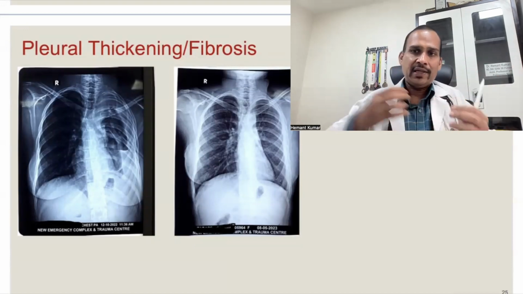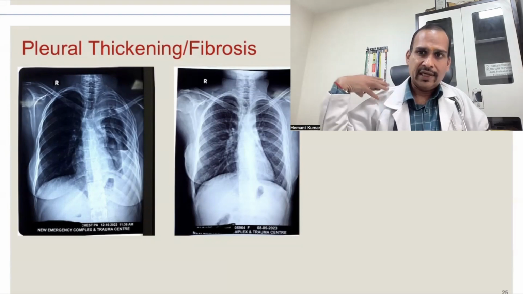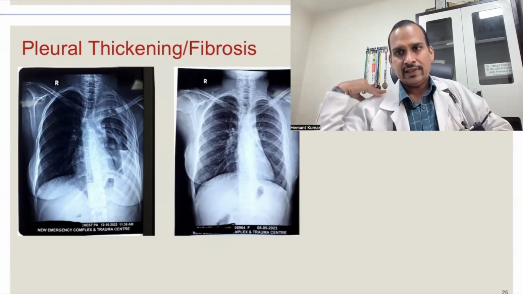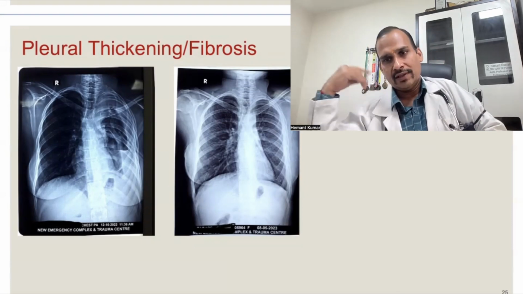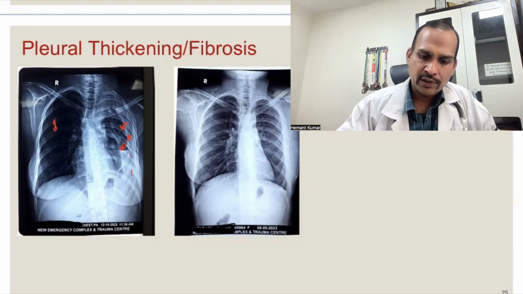So what will happen if somebody is having right side pleural thickening? It will contract. So the patient will have drooping of the right shoulder, and narrowing of the intercostal spaces. Can you appreciate it on the left side? Okay, so this is pleural thickening.